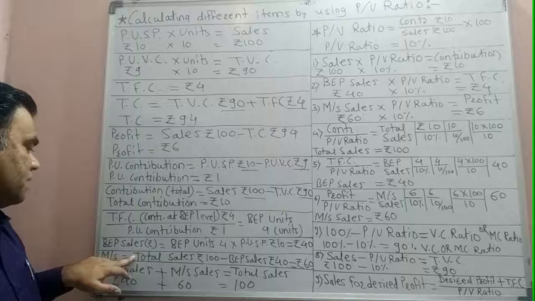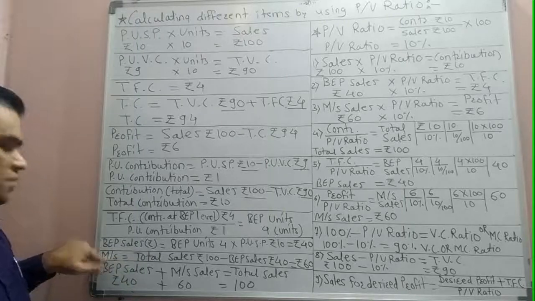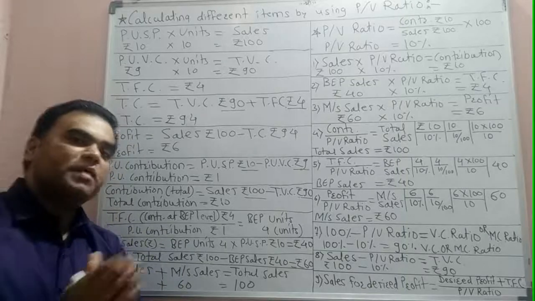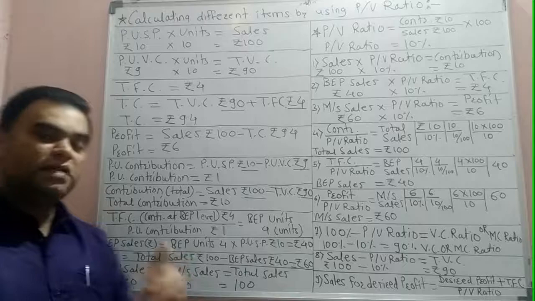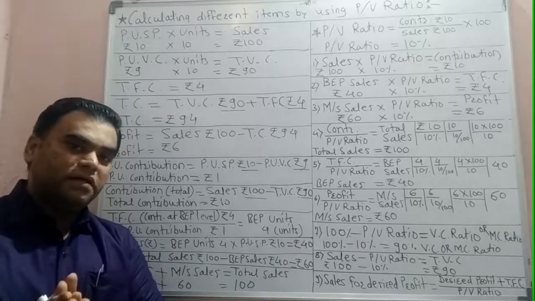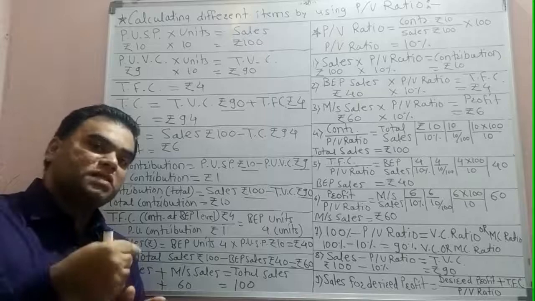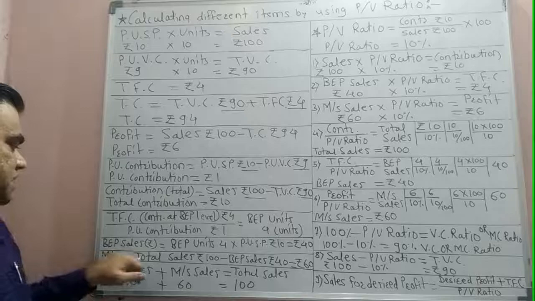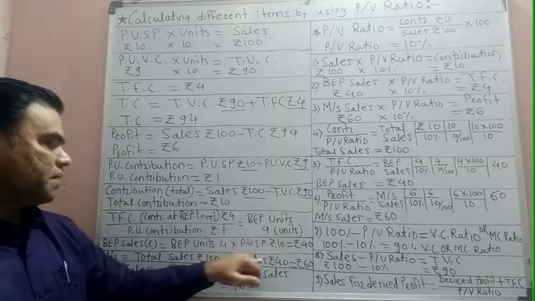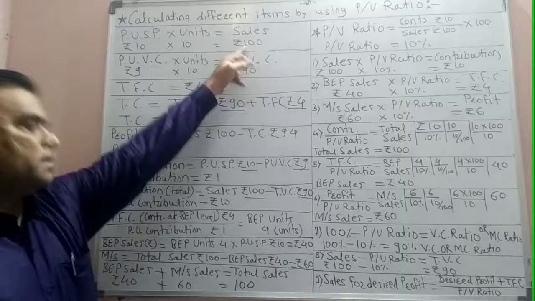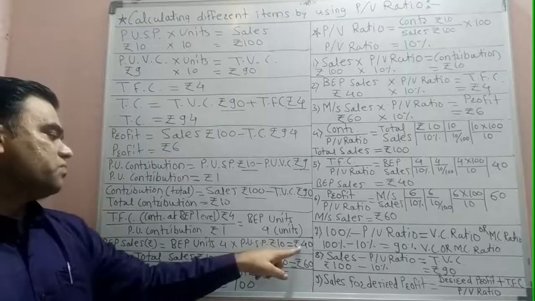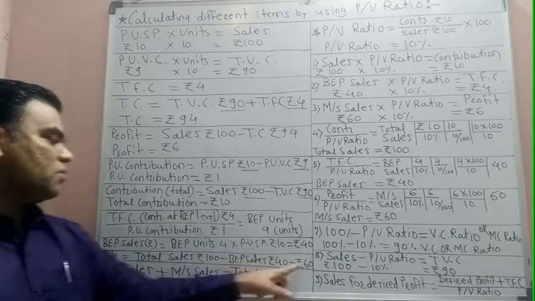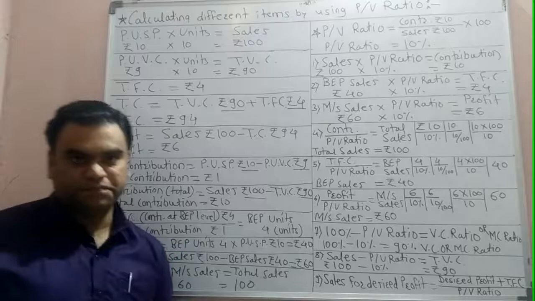Then what will be the margin of safety sales? Margin of safety sales means this is a difference between total sales and BEP sales. Or in other words, we can say margin of safety is excess of total sales over BEP sales. Or in formula way, margin of safety is equal to total sales less BEP sales. So total sales, which is 100, less BEP sales, which is 40. So 100 less 40 is equal to 60. Rupees 60 is the amount of margin of safety.